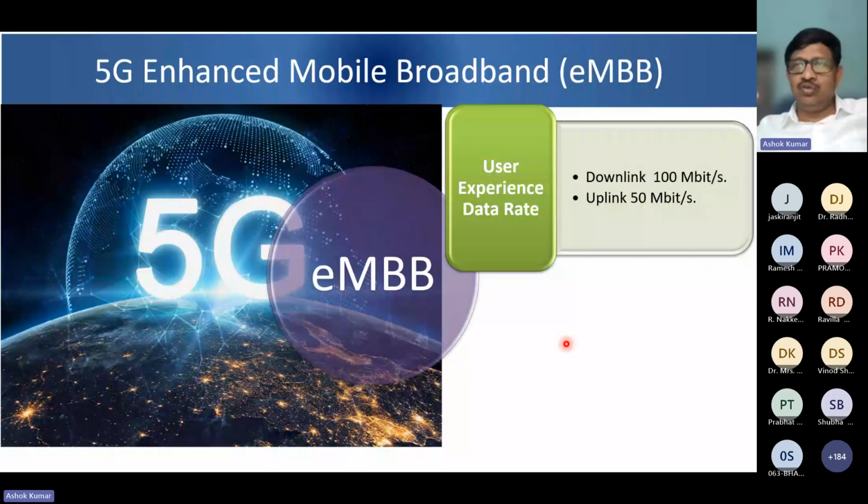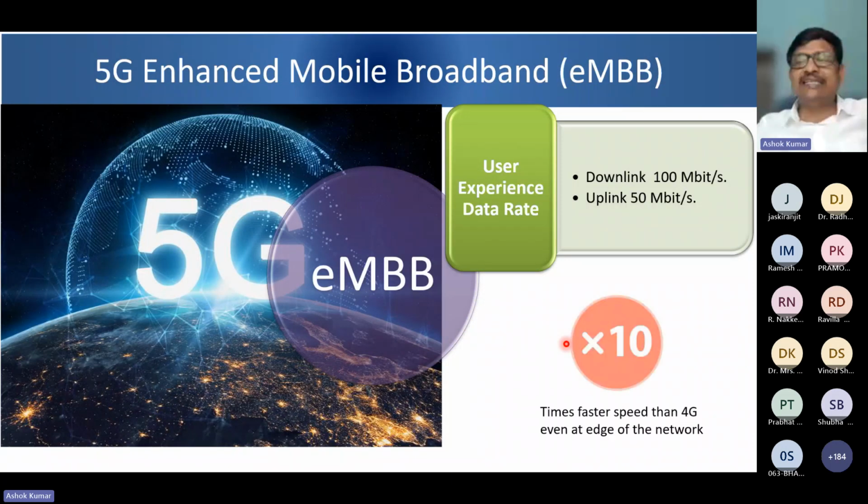And do you know what the user experience data rate was in 4G? How much was it in 4G? 10 Mbps. Right, very right. So it is 10 times better compared to 4G. So 4G was 10 Mbps.